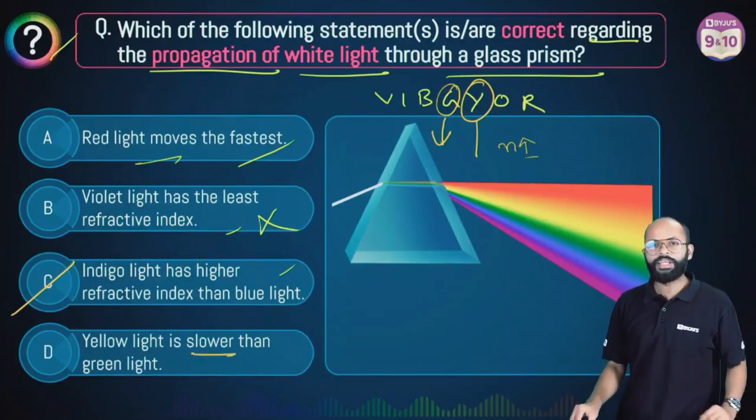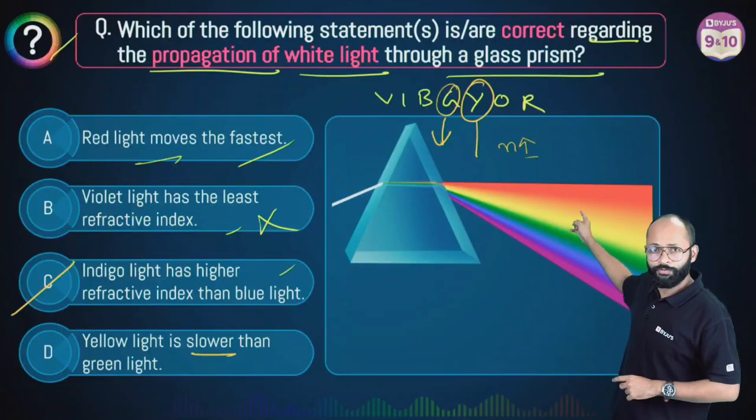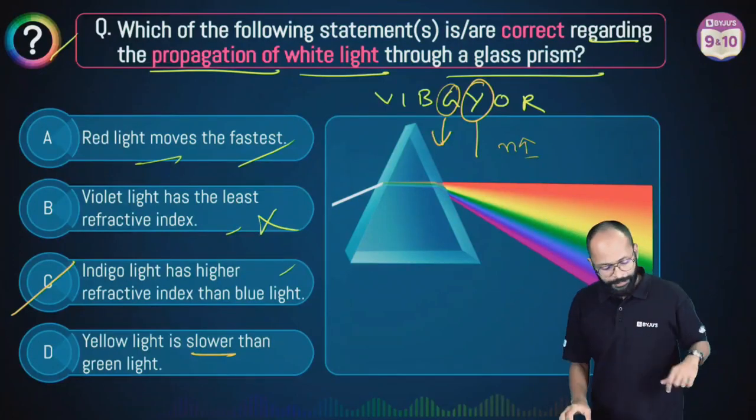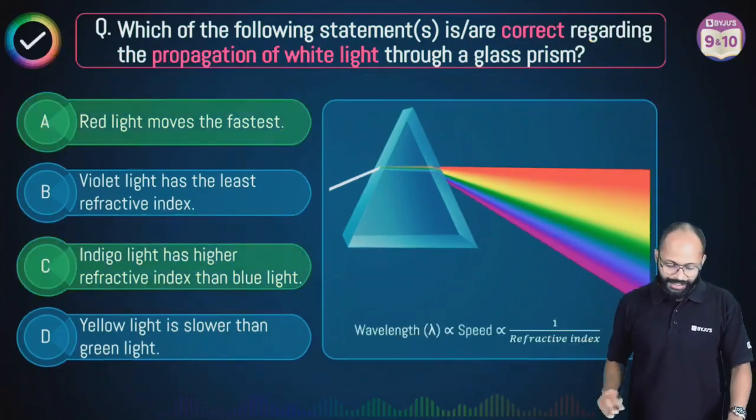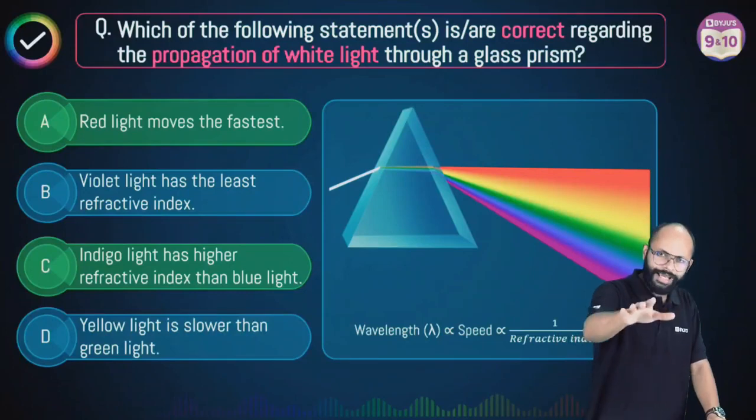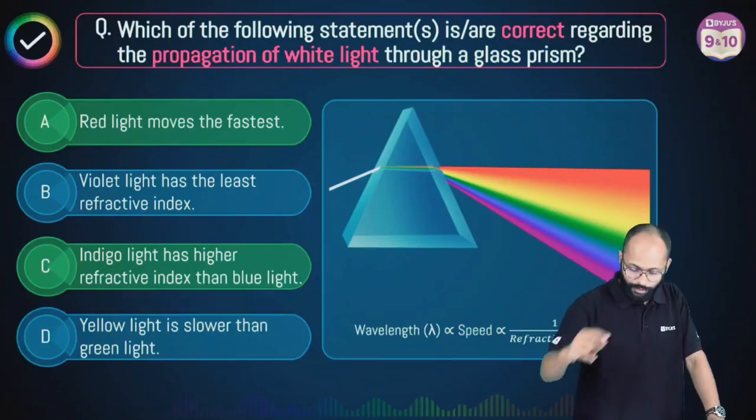ये बोल रहा है क्या? येलो इज स्लोअर देन ग्रीन लाइट. This is not correct यार. Yellow is supposed to be faster than green. क्यों? Because yellow is near to the red light and red is the fastest, है ना? So A and C become the correct answer. Nice question, good question. It has huge possibility to come in your board examinations. So please make sure that you understand this, okay?